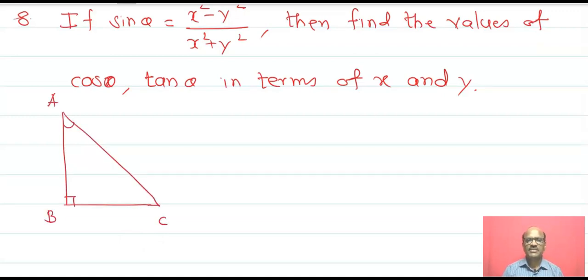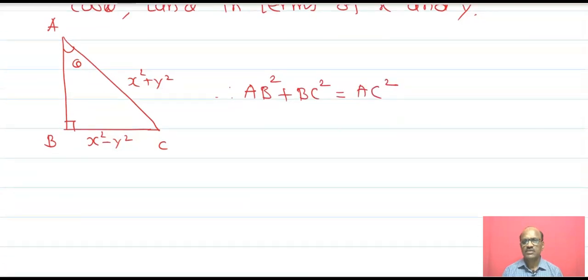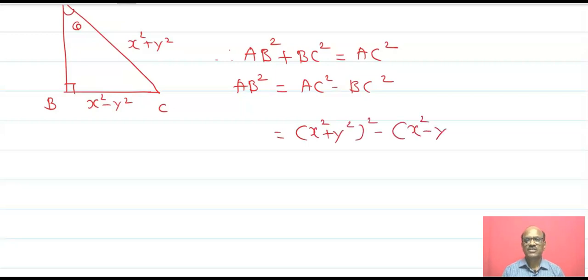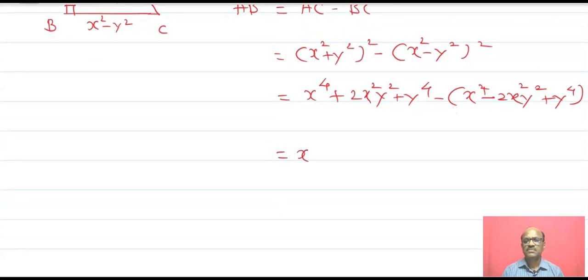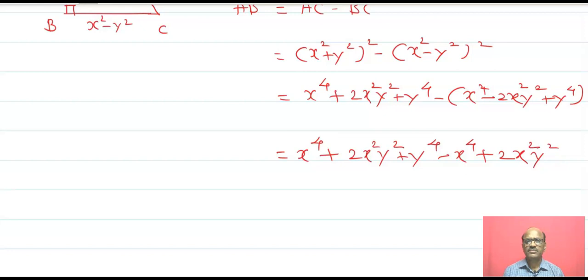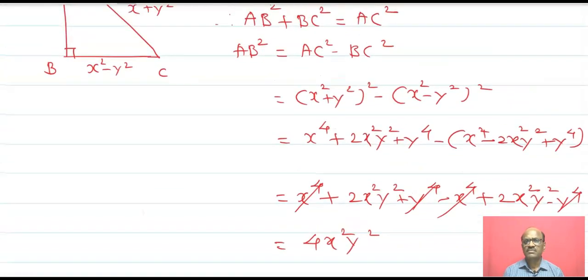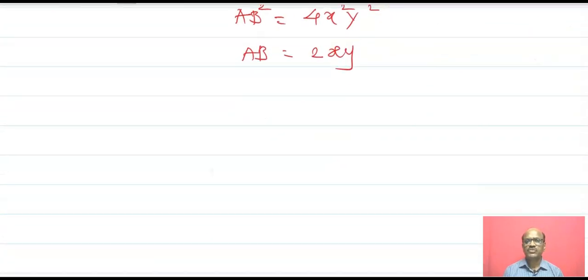This is the right angle triangle ABC. X square minus y square upon, this is the opposite side, upon hypotenuse. AB square plus BC square is equal to AC square. Therefore, AB square is equal to AC square minus BC square. And we can expand this. You will get the values. That is 4x square y square. AB square is equal to 4x square y square, and that's why AB is equal to 2xy.